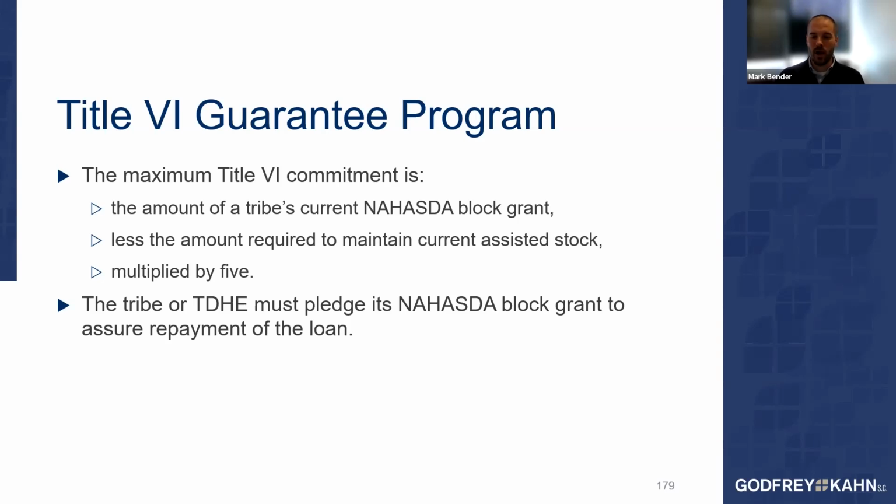Part of the program requires that the TDHE pledge its future block grants against repayment. So if the lender has to call on the guarantee and the federal government has to make good on that and repay the lender, the federal government is simply going to garnish future Indian housing block grants to which that TDHE may otherwise be entitled. So pledging those future block grants has the added disadvantage of reducing the amount of money that you could have available in the future to meet any new development needs.